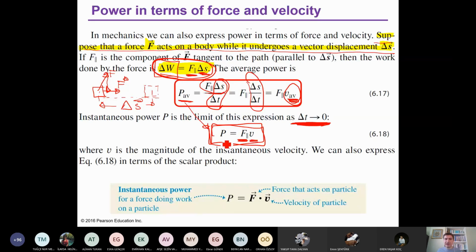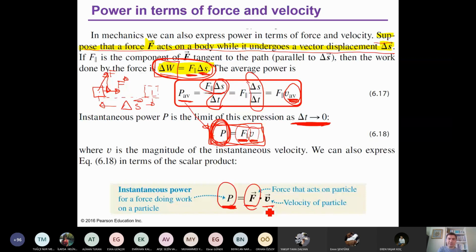Since power is a scalar, but velocity is a vector and force is a vector, I can write this as a scalar product, okay? F dot V, where F is the force acting on a particle and V is the velocity of the particle, and this is the instantaneous power for a force doing work on a particle. This is the relation between power and force and velocity.